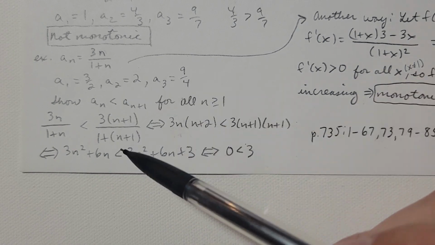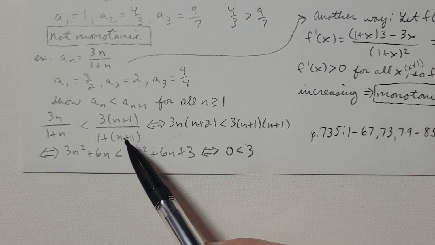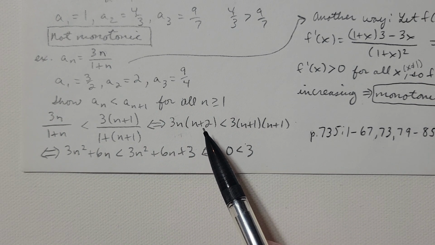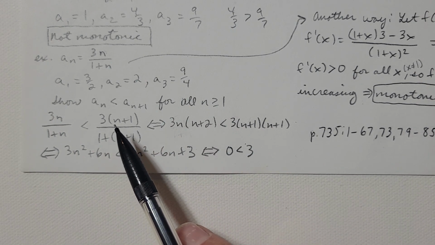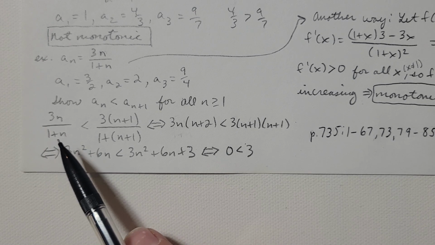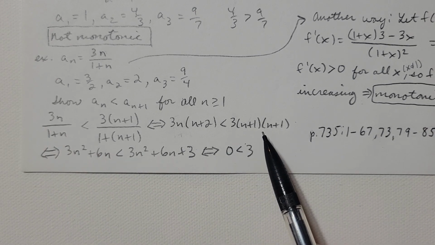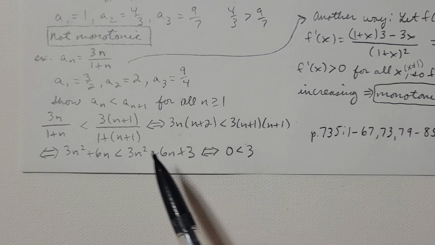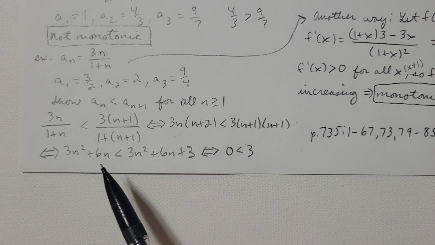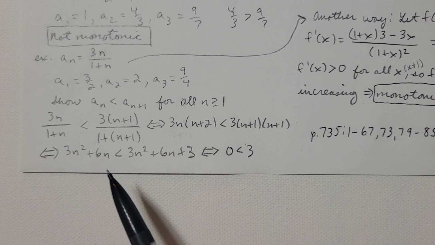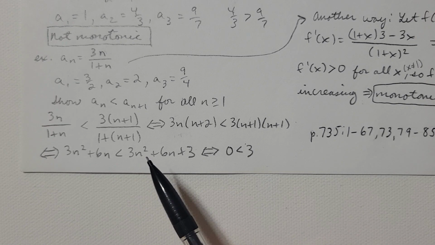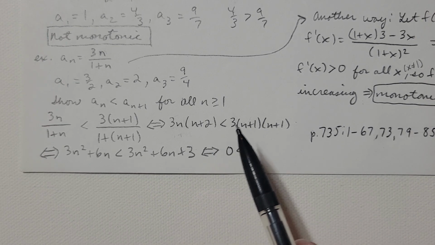Well, let me go ahead and cross multiply this. So I got n plus 2 times 3n, and then 3 times n plus 1 times another n plus 1 would be on the right. Okay, so then if I distribute 3n, I get 3n squared plus 6n on the left. On the right, if I FOIL this out and then distribute the 3, I'll have 3n squared plus 6n plus 3.